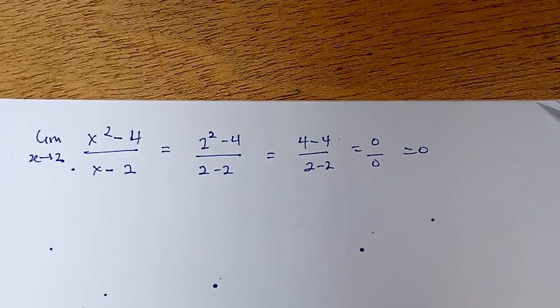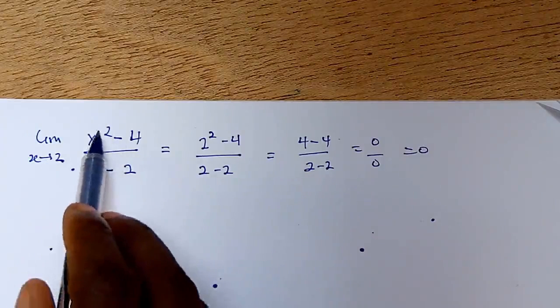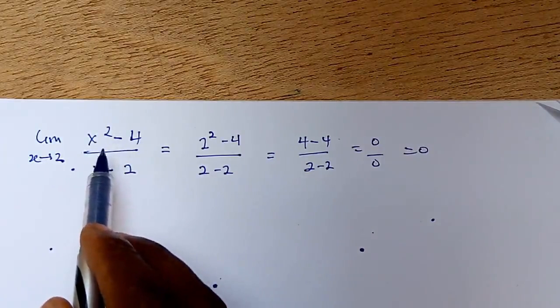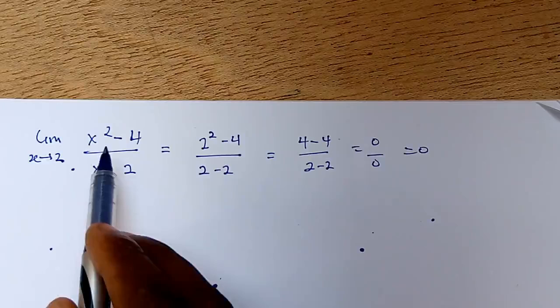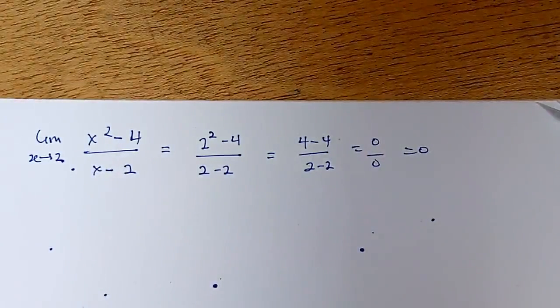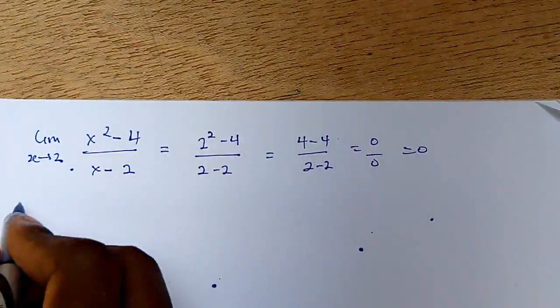So you get 0, and this is not the right answer. When you just substitute the 2 into the rational function here and get 0 straight away, all that you need to do is get back and simplify your expression. Okay, how do you simplify this expression?